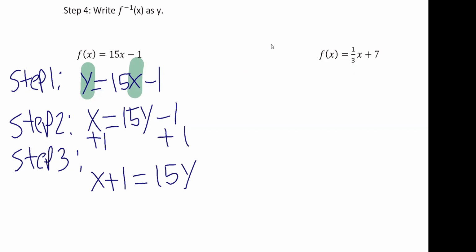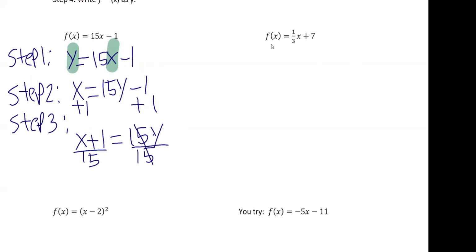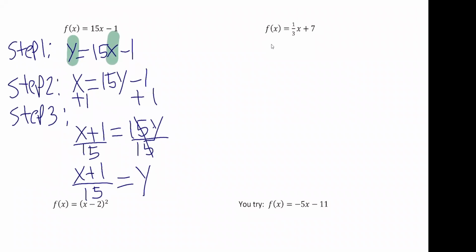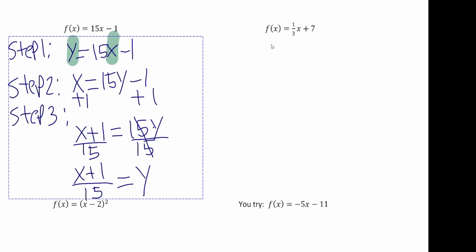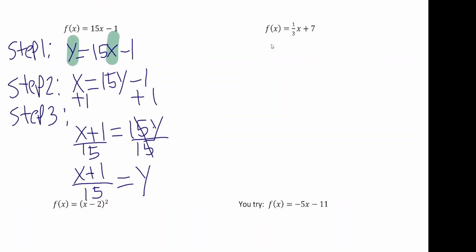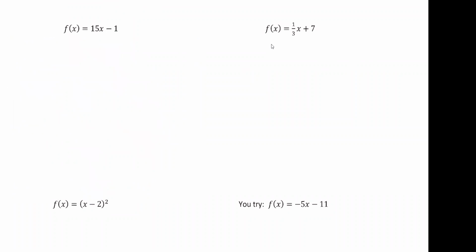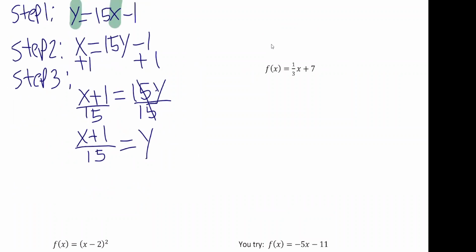Then the last thing, to get y by itself, since this is 15 times y, I've got to divide that to the other side. So I'm basically going to end up with, and I usually just leave it as a fraction, just keep it over it like that. But that's going to be step 3. And here, I'm going to make this a little bit smaller because I write too big.